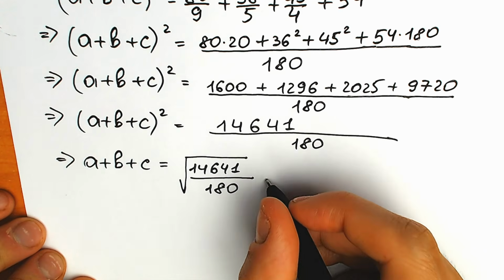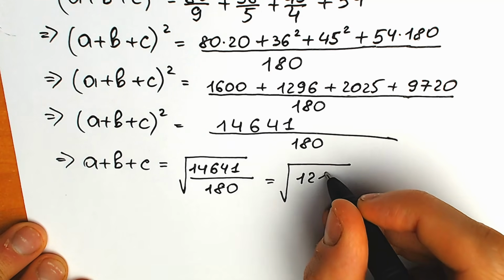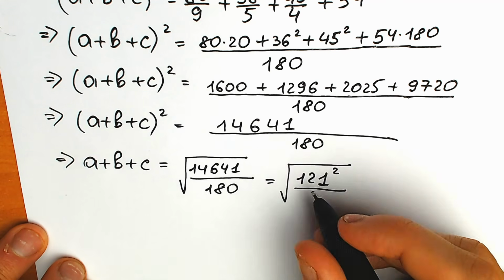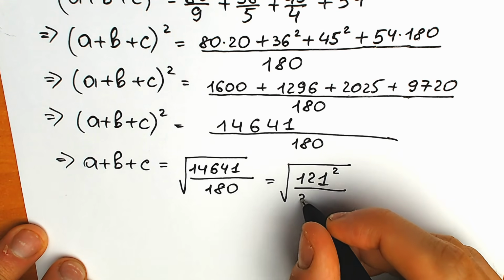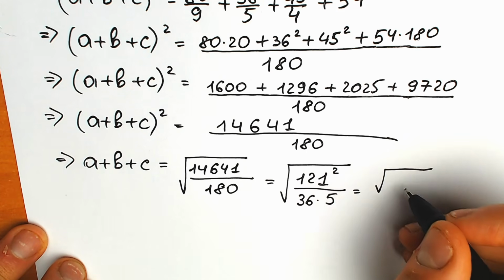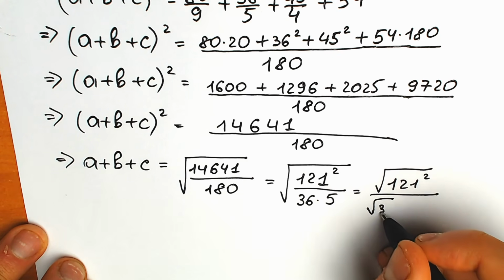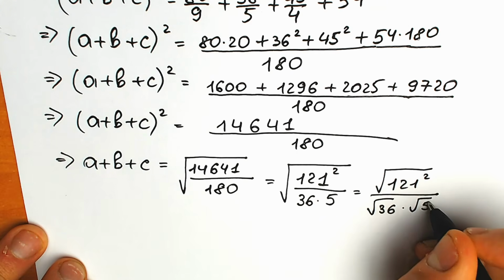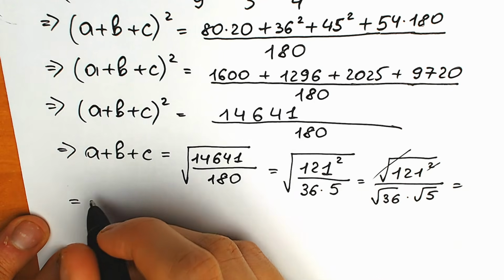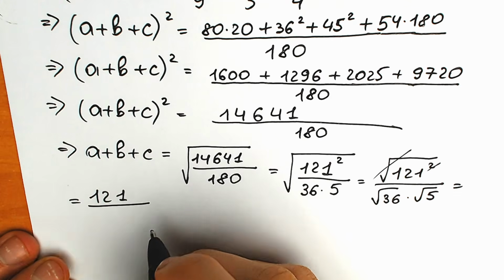And one really interesting moment, because this is our perfect square case. In our numerator, we have 121 squared. What about this 180? We can write this one as 36 times 5. As a result, we can consider it as the square root of our numerator, 121 squared, divided by the square root of 36 times the square root of 5. And as a result, we can cancel this square root sign, so 121 over 6 square root of 5.